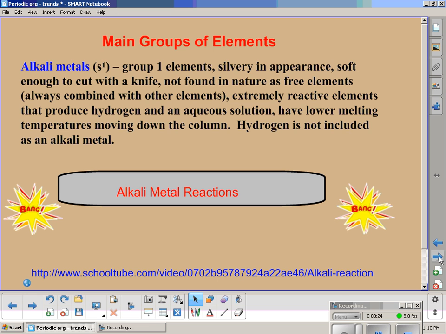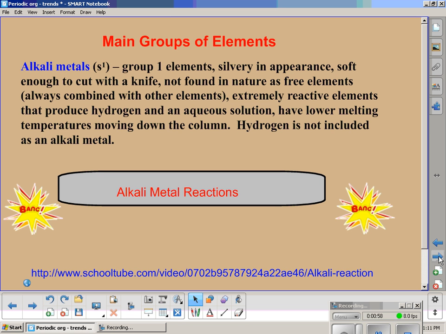Okay, first let's talk a little bit about some of the groups or elements that are put together for having common characteristics. The group 1 elements, alkali metals, they're all silvery in appearance. They're all soft enough to cut with a knife. None of them are found in nature as a free element because they're very reactive. They'll always be combined with another element. You won't walk down a trail and trip over a chunk of lithium.